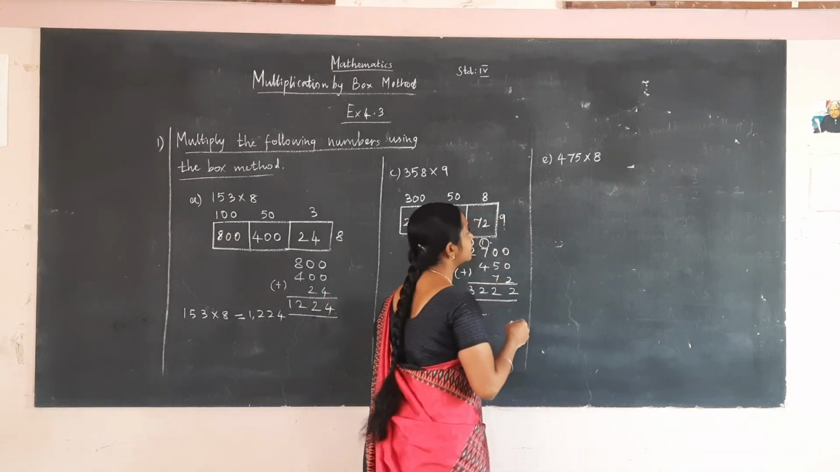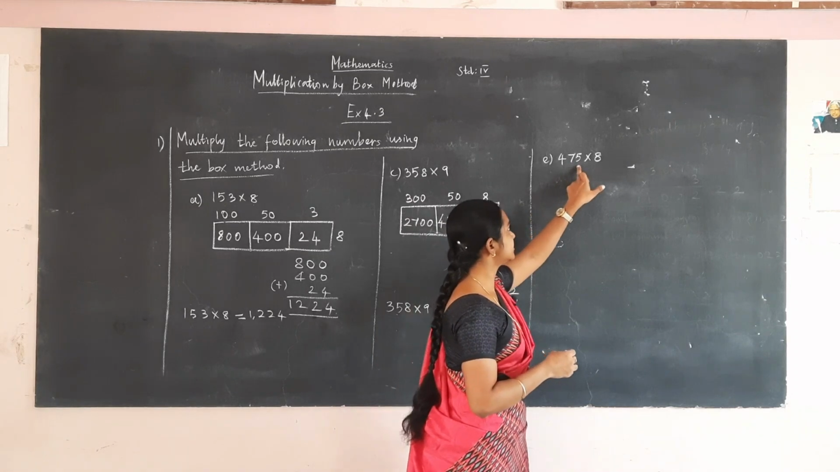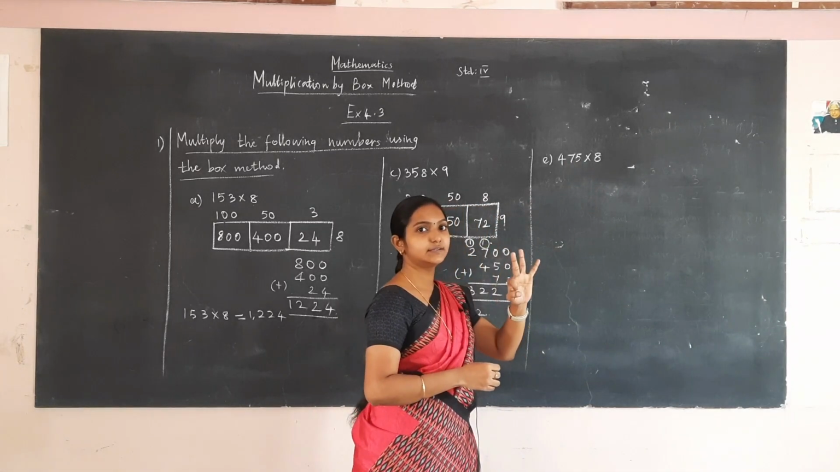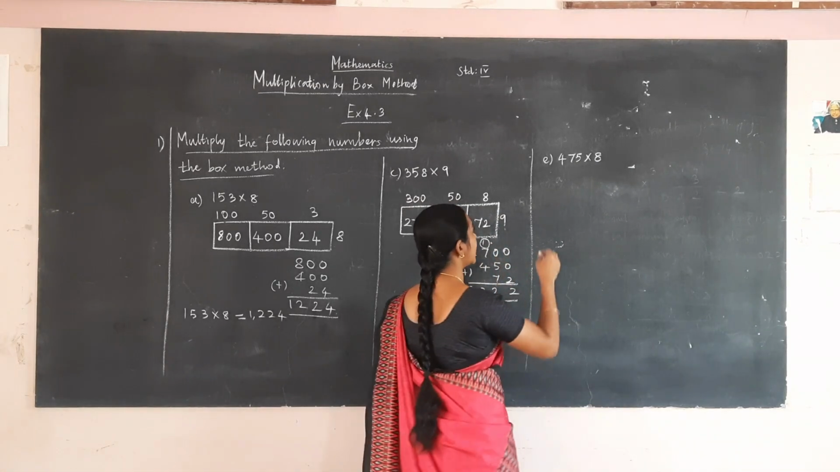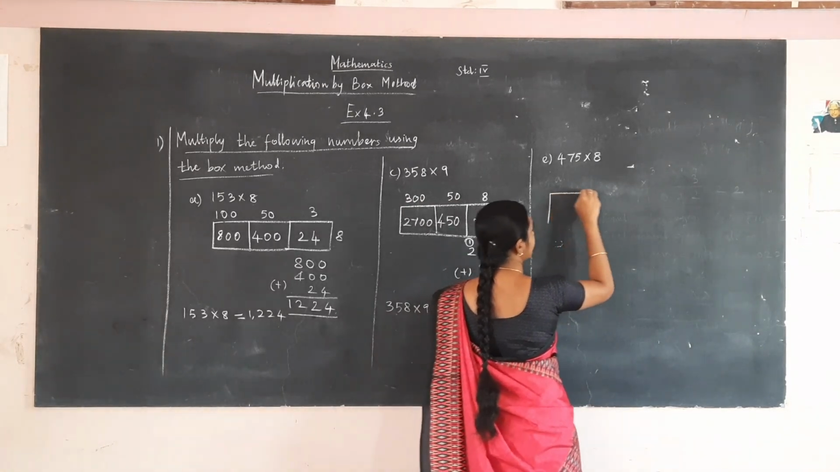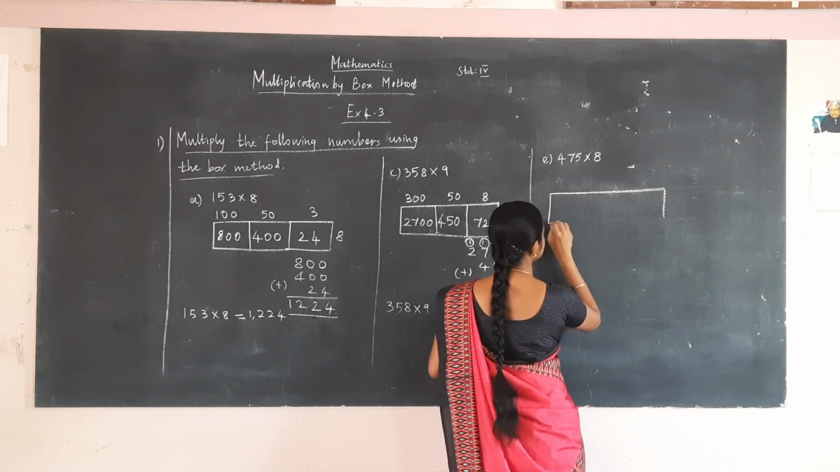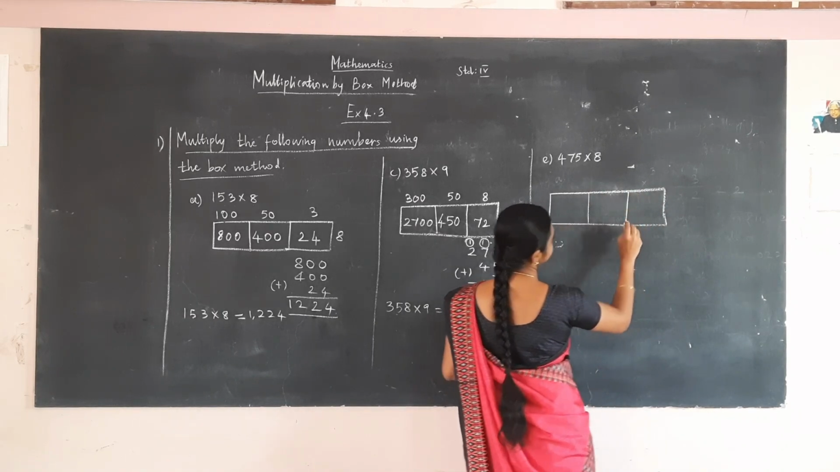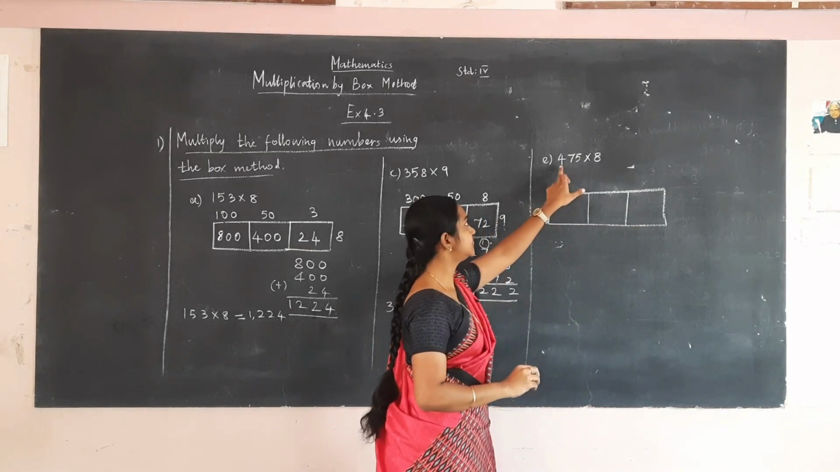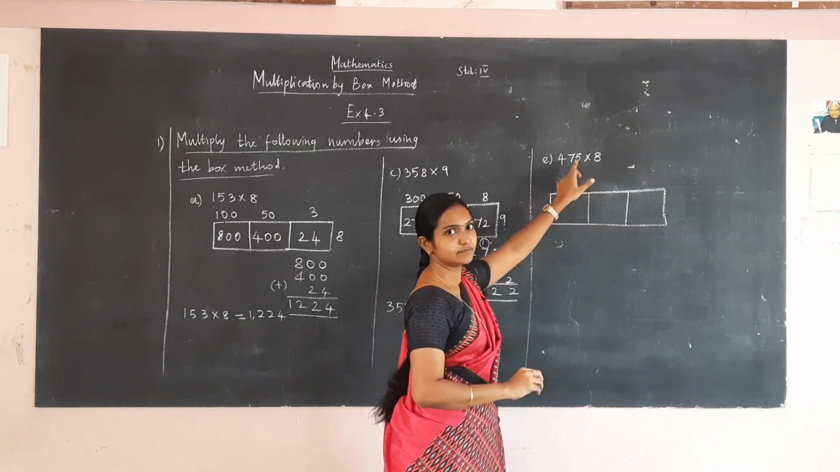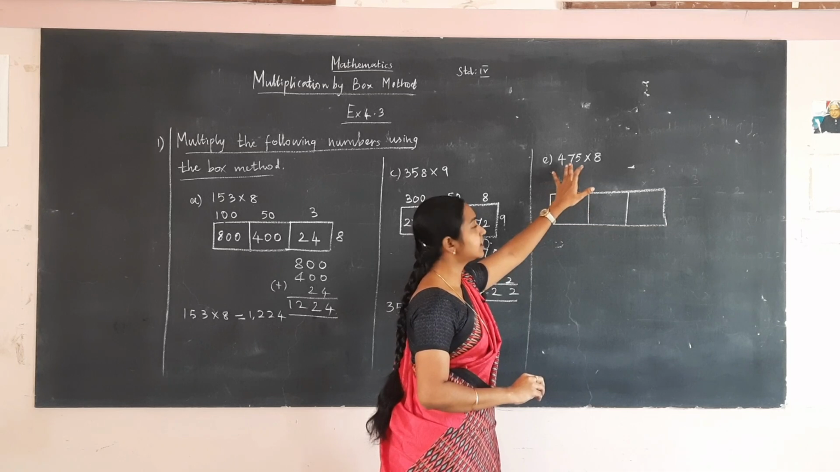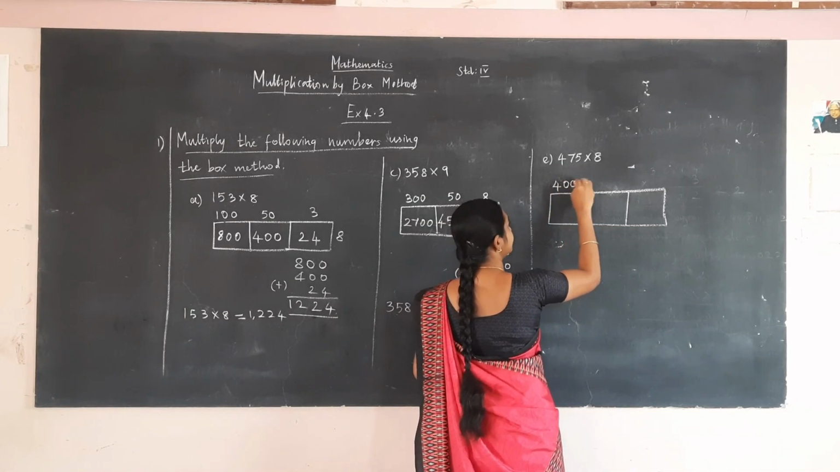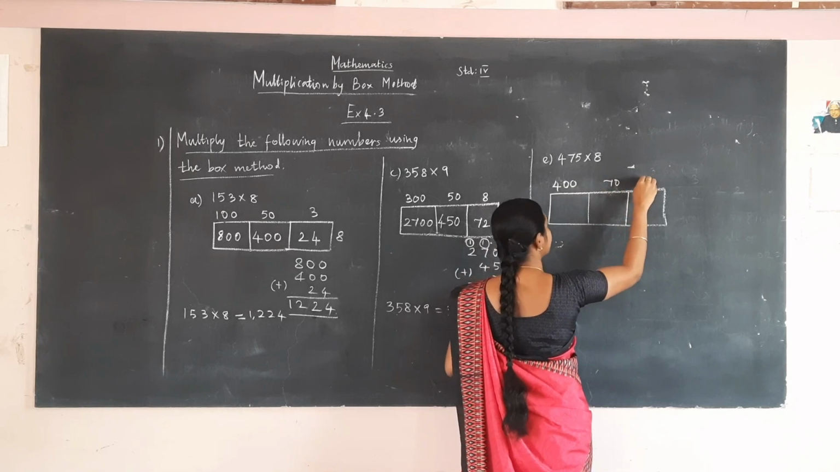Next we are going to multiply 475 and 8. In 475 we have 3 numbers. So we have to put a box which has 3 columns. Now split 475. That is, we have to expand 475.